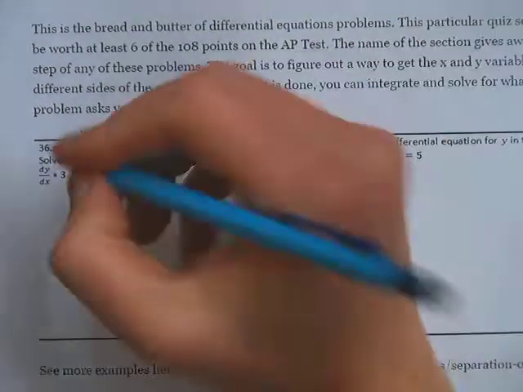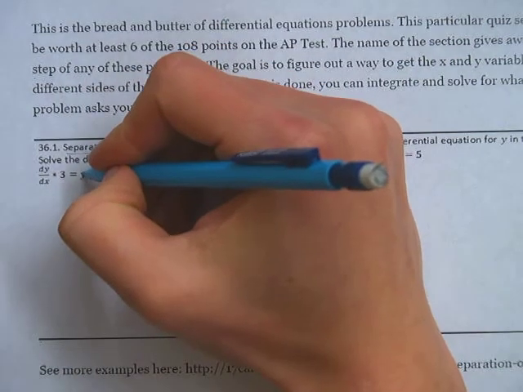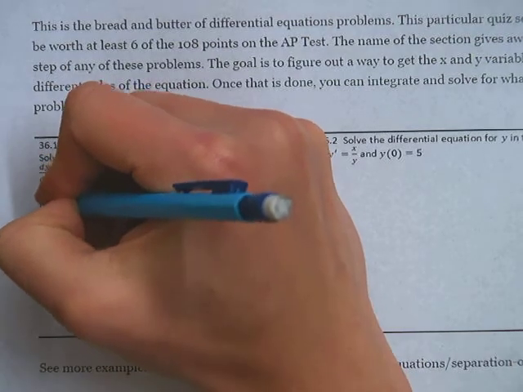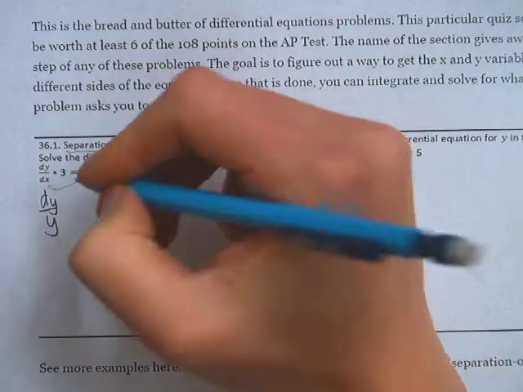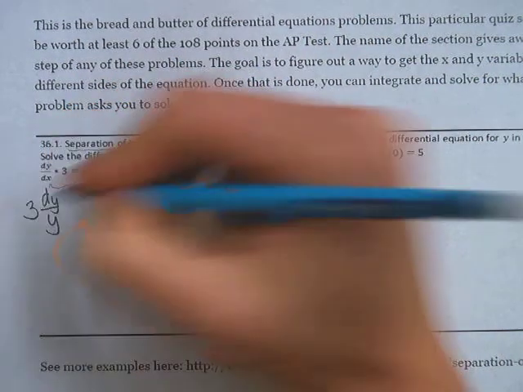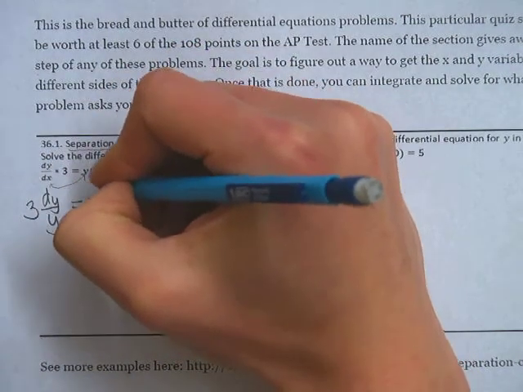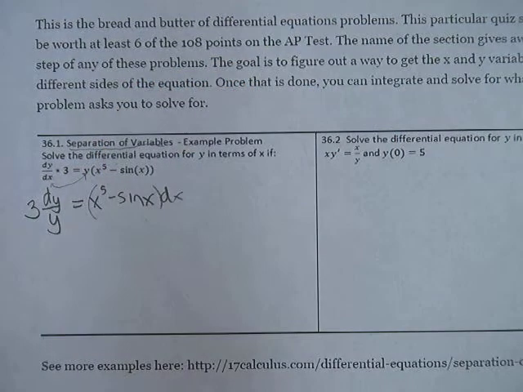So by separation of variables, it means put all the y's on one side, put all the x's on the other side. So I'm actually going to move the y over to this side, and I'm going to get dy over y, and move the dx over to this side. I also keep a 3 over here, so I'll just throw it there. So I multiply the dx over to this side, and I get x to the fifth minus sine x dx. Cool, that's the separation of variables stuff. My variables are now separated.